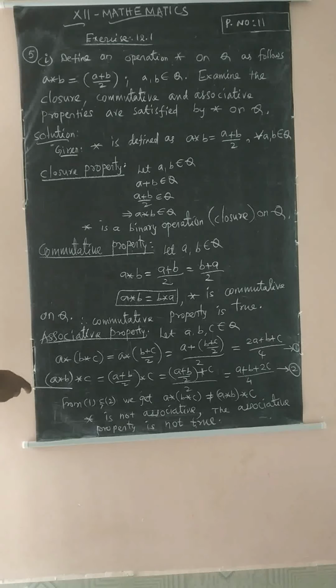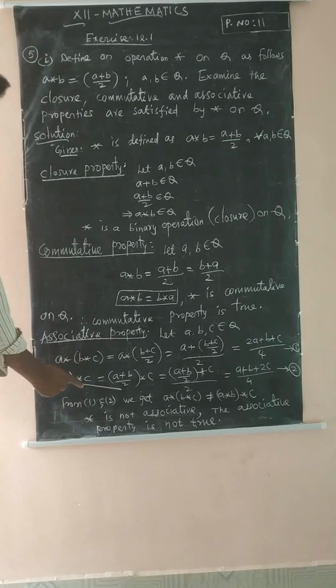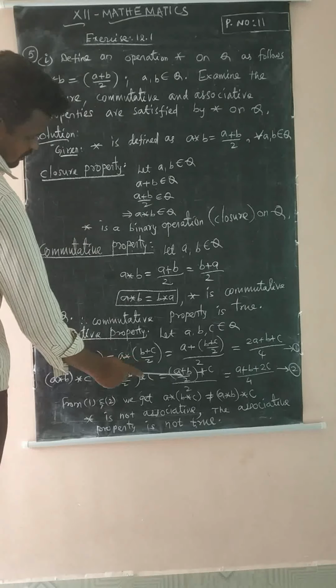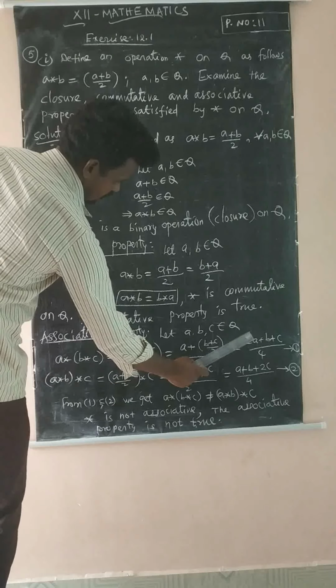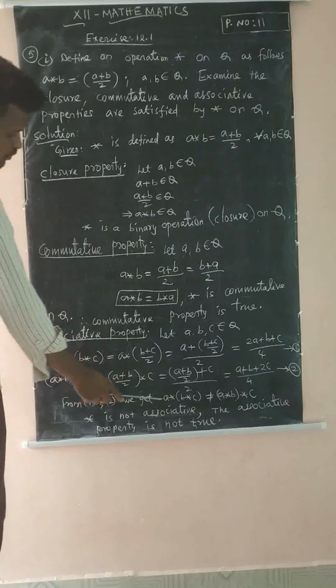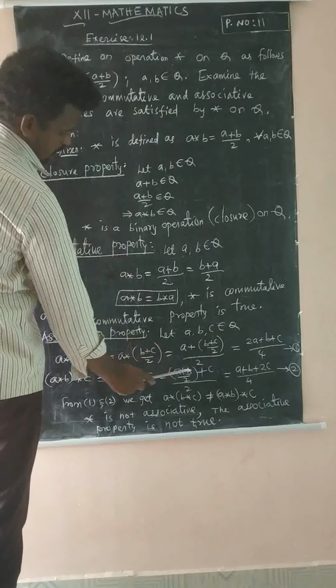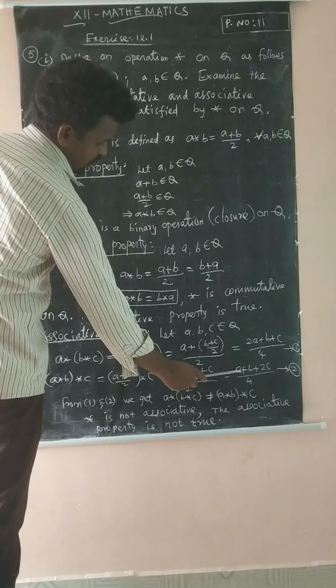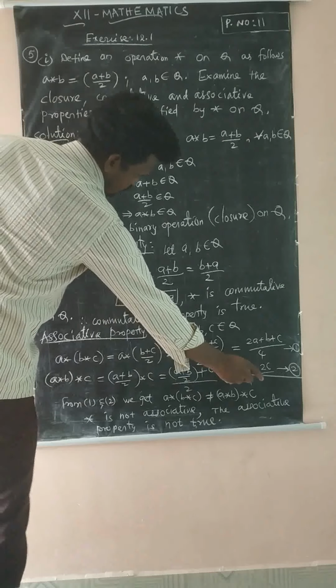So (A star B) star C. Here the binary operator, first we solve this: (A plus B) by 2 star C. Again this term is considered as the first term, that is A star C. How to write this? (A plus B) by 2 is the A term, plus the C term, by 2. So we cross multiply: (A plus B plus 2C) by 2 into 2, that is 4. (A plus B plus 2C) by 4, that is equation number 2.